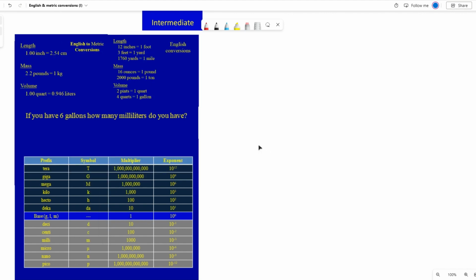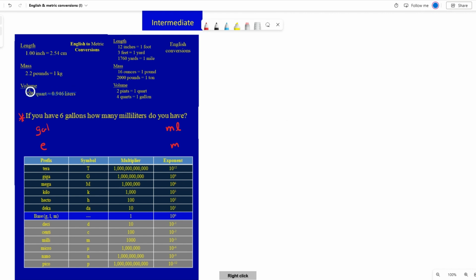All right, so this third problem says, if you have 6 gallons, how many milliliters do you have? So just like the other problems, you always want to just kind of map it out first, where you're starting and where you want to get to. So we're starting with gallons. That's an English unit. And we want to get to milliliters. That's a metric unit.